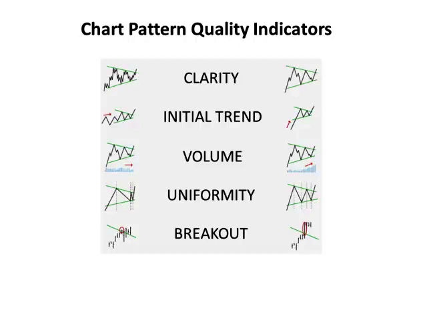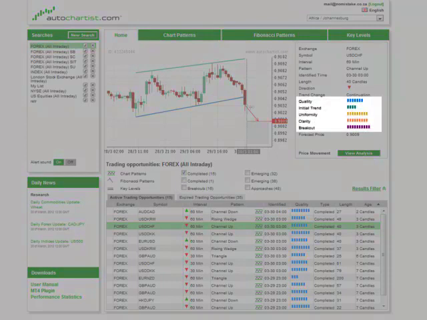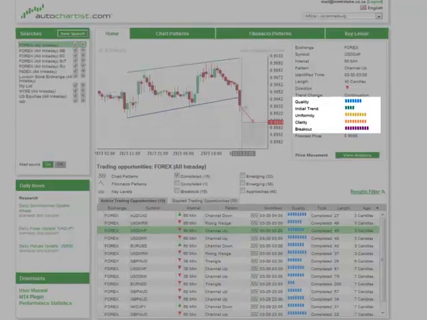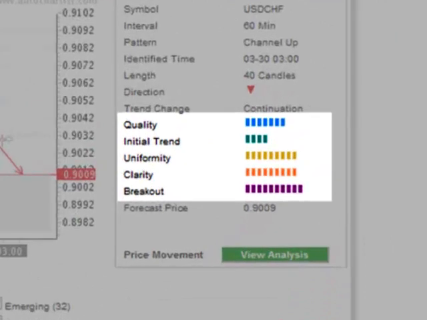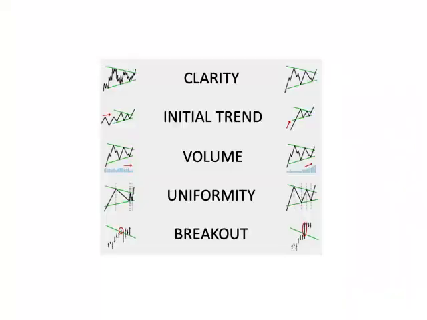Each indicator scores a value between 0 and 10, and these are illustrated graphically as a number of colored squares in this area to the right of the pattern display. For example, this pattern got a very high score for breakout, but not so high for initial trend. Let's look at each in more detail.